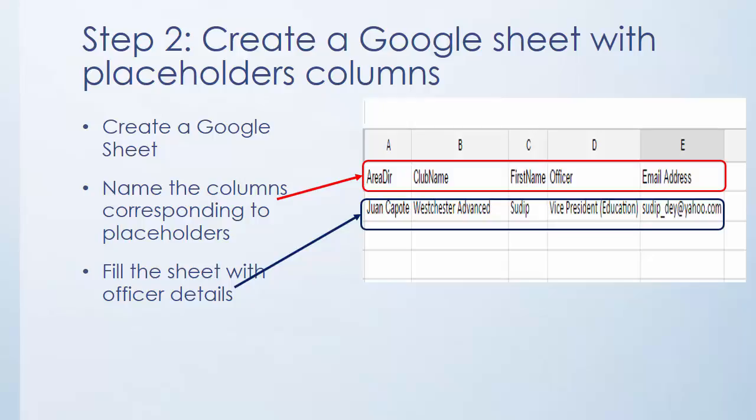We have one out here where the first name is Sudeep. He is the officer in this sheet, but in practice you will have hundreds and hundreds of rows for the emails to be sent, and this sheet will be filled with hundreds of rows that you would like your personal email to be sent out to.